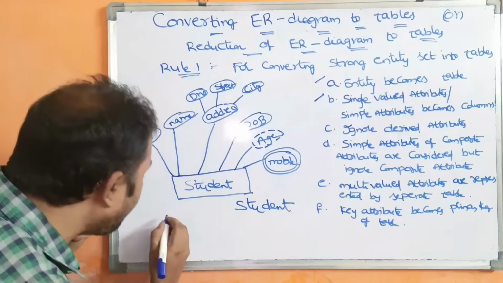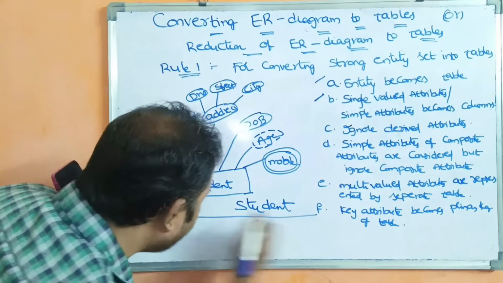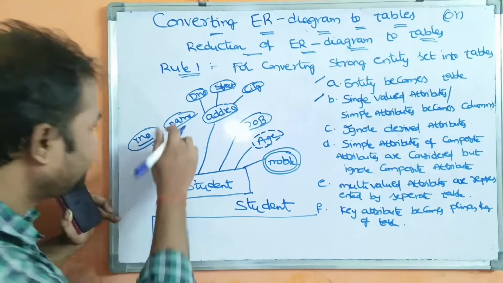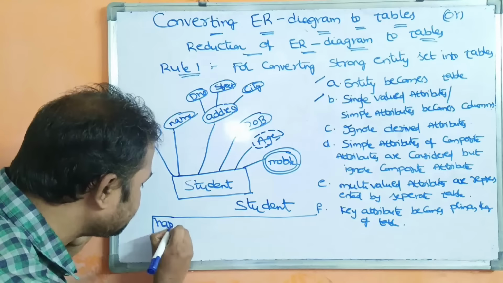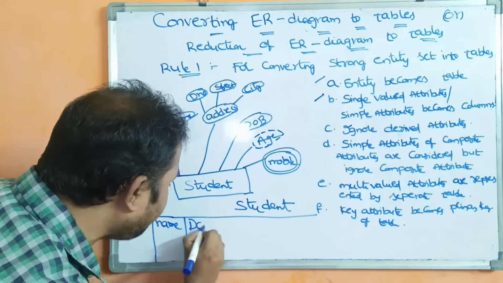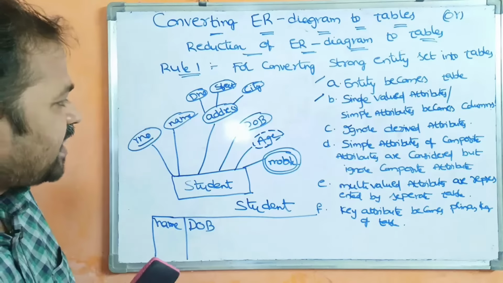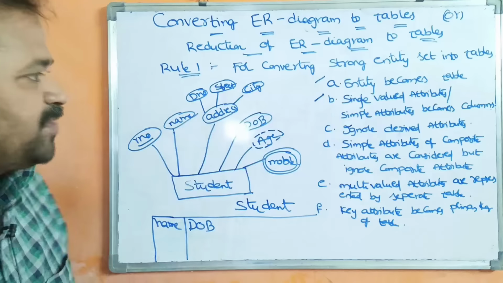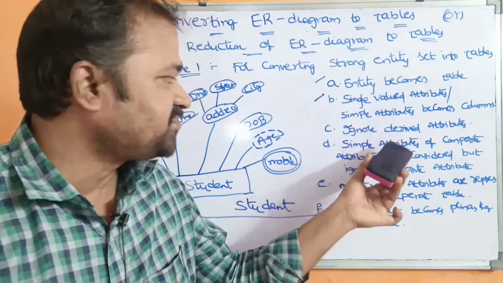So what are the simple attributes here? These will become the column names. Name is a simple attribute, so name will become a column name, and next, date of birth is a simple attribute, so date of birth will become a column name. So these are the simple attributes. Now let us see the next one.